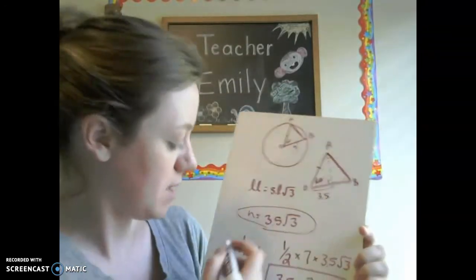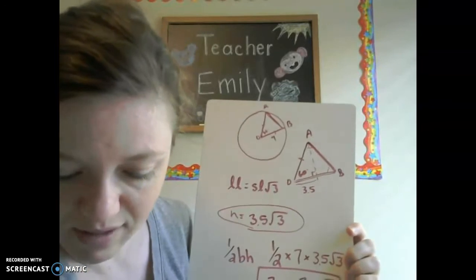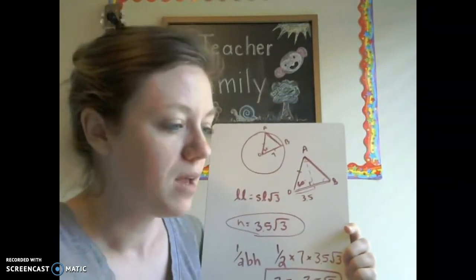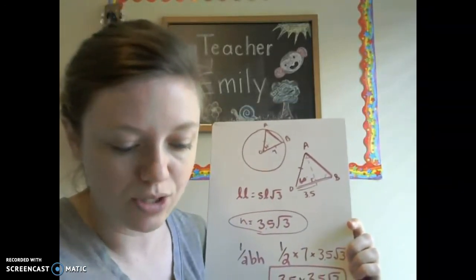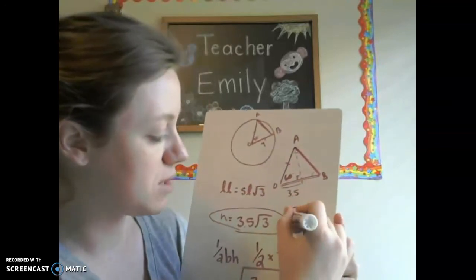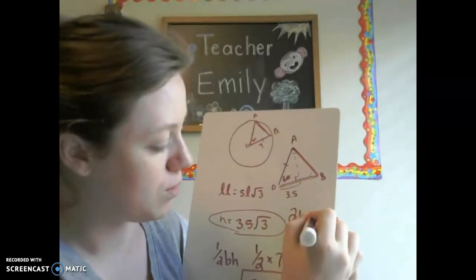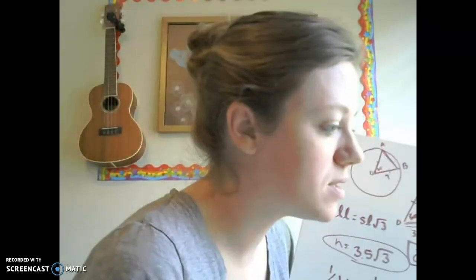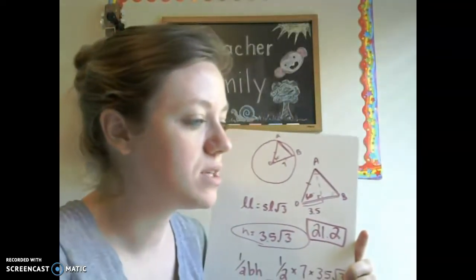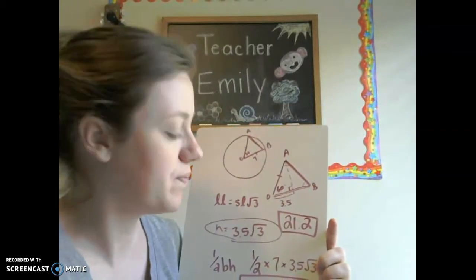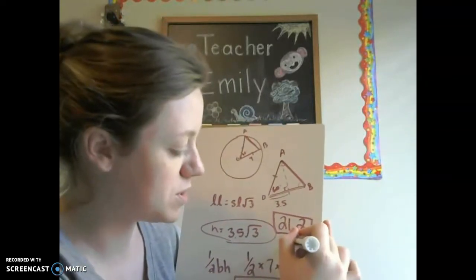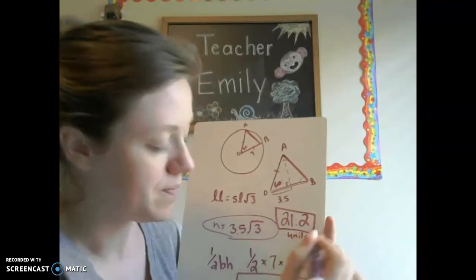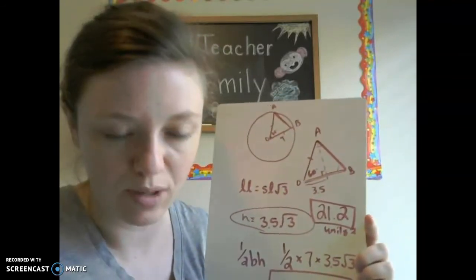You get something like 21.217622 and so on. You can just write your answer to the nearest tenth, so the answer is going to be 21.2. It doesn't give us the units that they're measuring in, so you could put 21.2 units squared. And that would be the answer for number 2.